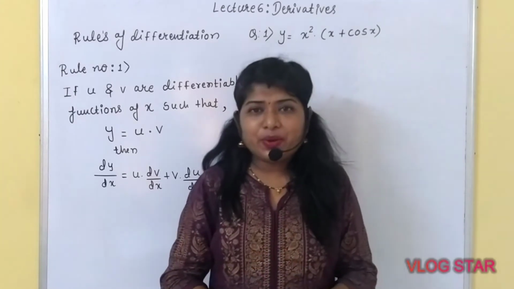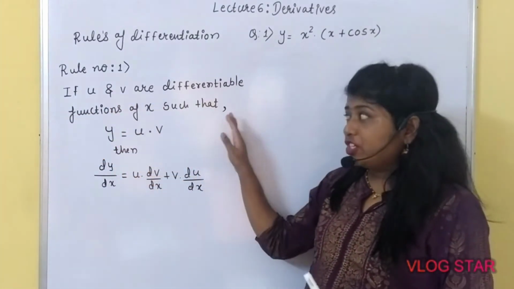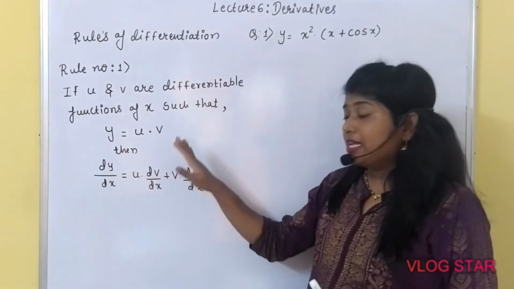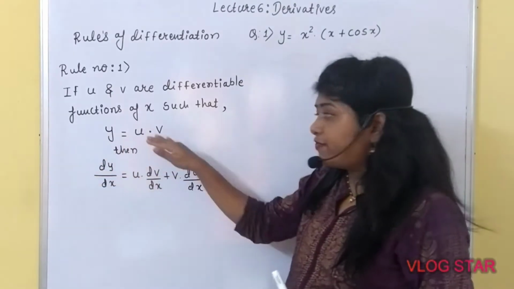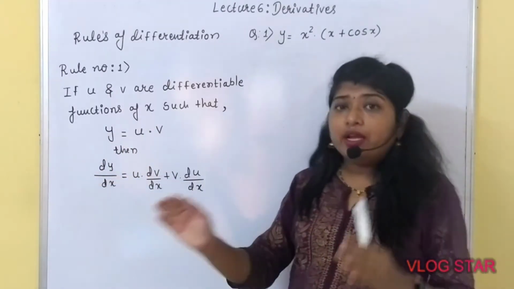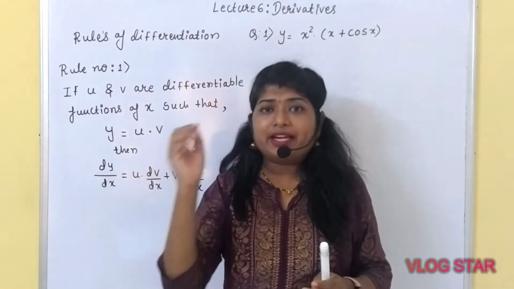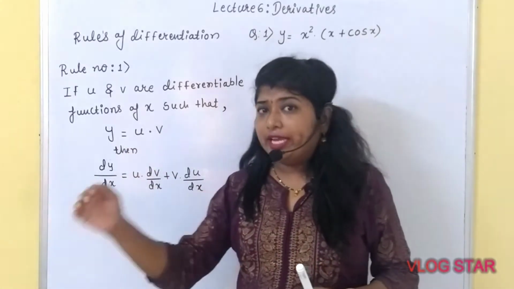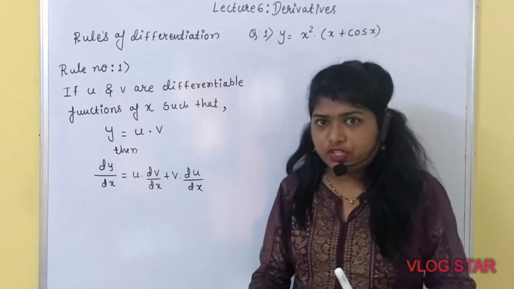So what is basically rule number 1? If u and v are differentiable functions of x, such that the given function is in this format: y is equal to u dot v, that is u into v. This is called the UV rule in case of differentiation.